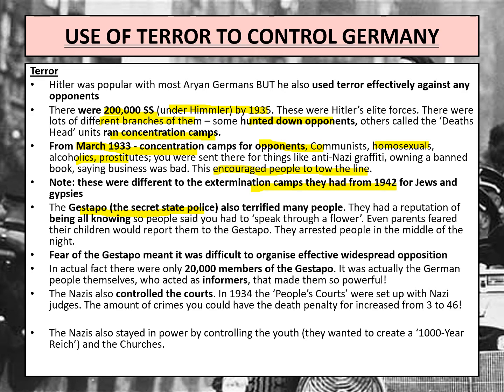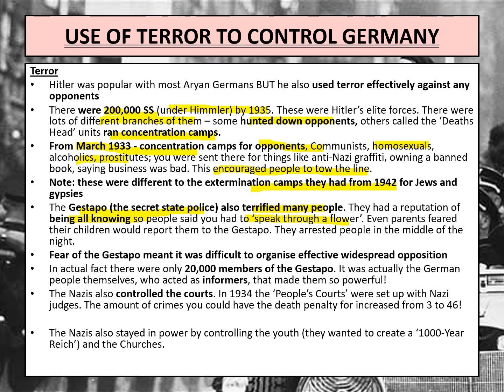Now the Gestapo terrified many people because you didn't know who the members of the Gestapo were. You didn't know where they were. Were they listening to your conversation? And they had this reputation of being all-knowing. There was a common phrase that people used to say in Nazi Germany, that you had to speak through a flower, only saying good things. You had to really trust a person to criticize the Nazis in front of them, because they could easily have been a member of the Gestapo or an informant, and for even just saying one joke or comment, you could be arrested and put in a concentration camp.